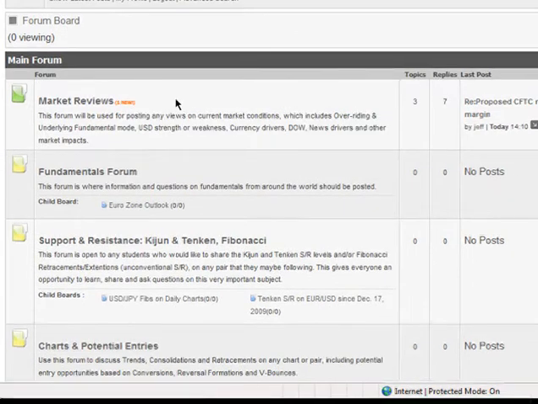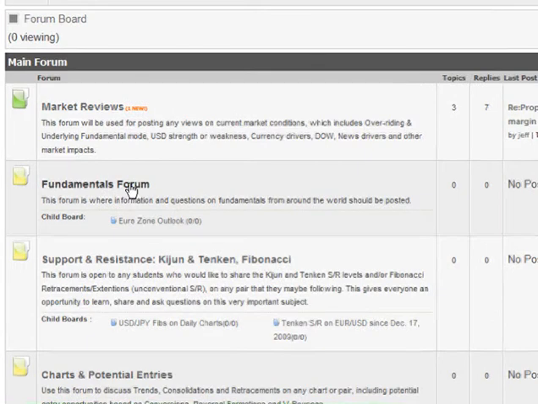So let's just talk. Underneath each of these is the ability to put what we call child boards. So here we have one under fundamentals. We're going to do kind of a sub forum where Dana and Paul will be posting their Eurozone outlook every day. And this will make it so much easier for you to go in and very quickly find out where the fundamentals in Europe were on a specific date.